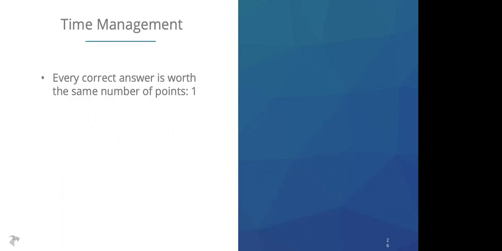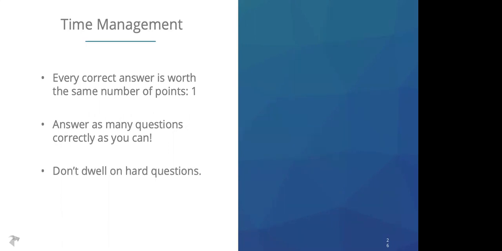Another big point is time management. Using your time effectively is critical. Remember that every single correct answer is worth the same number of points. Your goal is to answer as many questions correctly as possible. You don't want to waste your valuable time on hard questions when you could instead answer 3 easy questions correctly in the same amount of time. The hard questions are worth 1 point and the easy questions are worth 1 point. So answer the easy questions first.